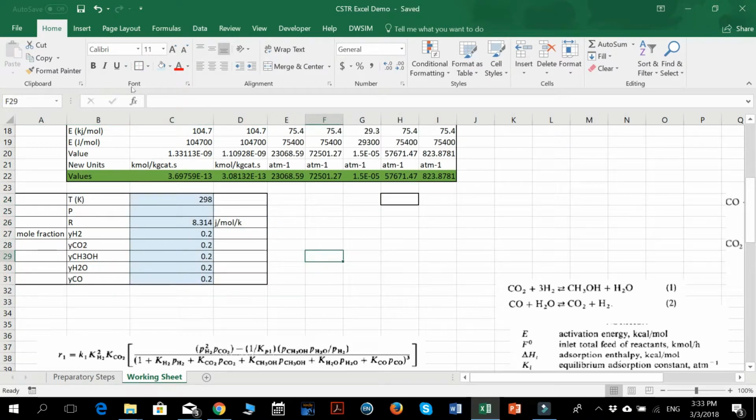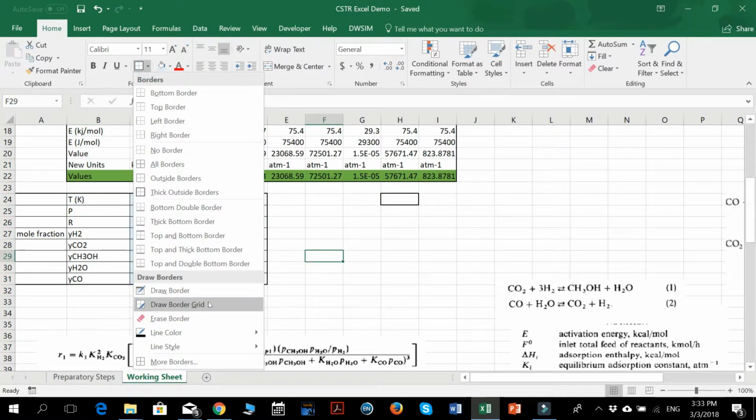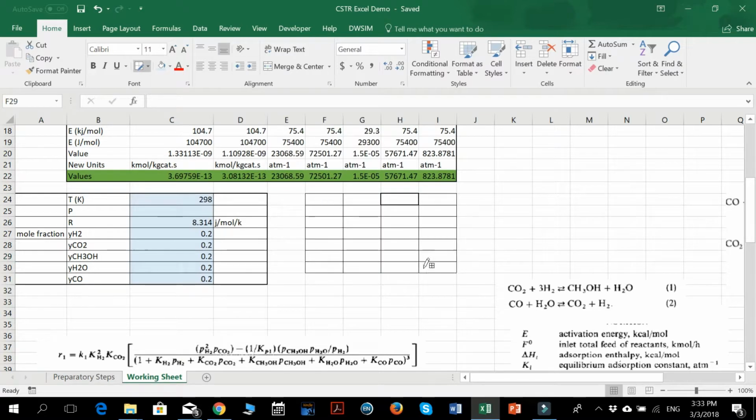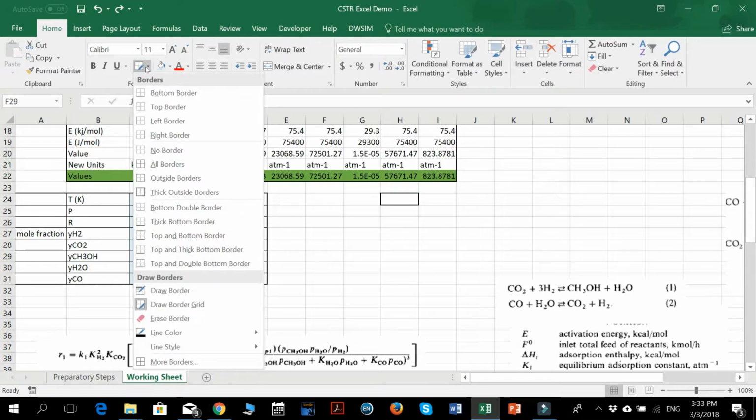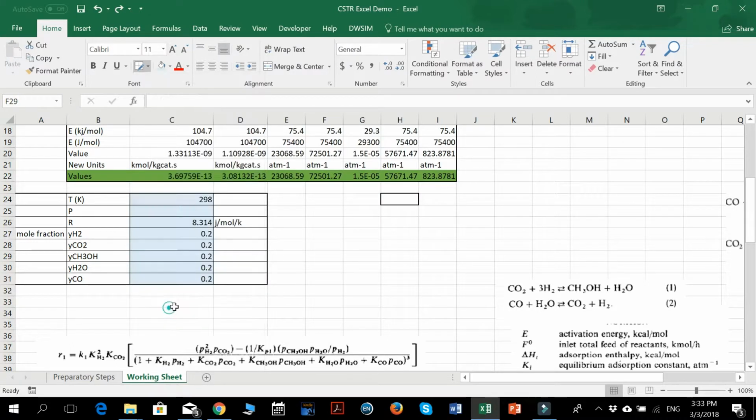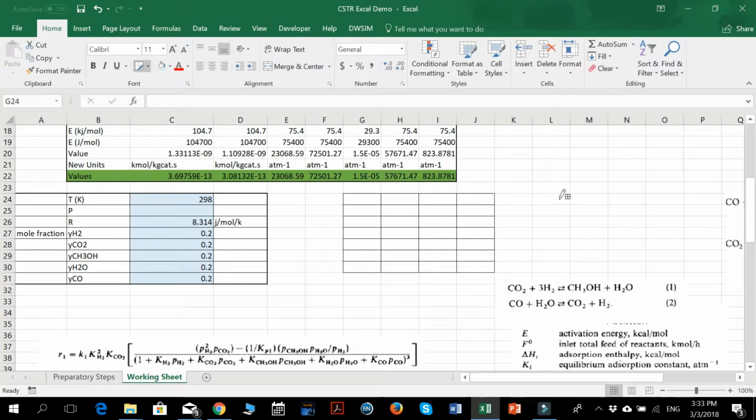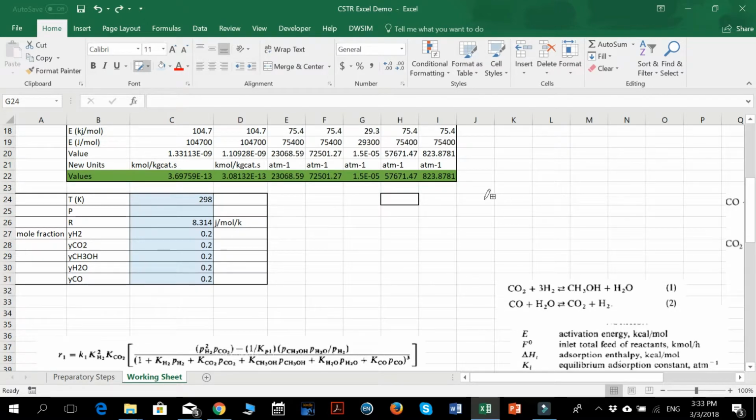Okay, so what I did is basically I chose to draw the border grid, and this is what happens. Let me revise the step again one more time. It goes to borders, I go to the drop down table, I select draw border grid, and I click it, and I do this. To undo, I press Ctrl Z, and that is done.